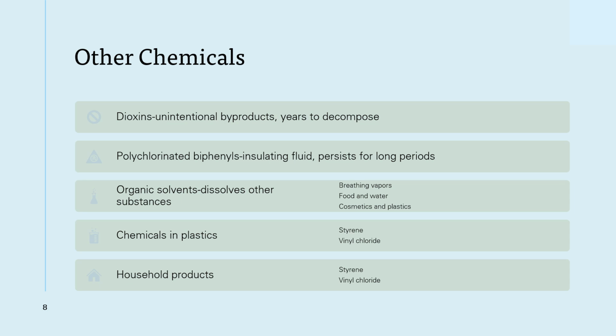We can become exposed to this through breathing vapors, food and water, and different cosmetics and plastics actually contain organic solvents. There are a lot of chemicals in plastics. These include styrene and vinyl chloride, and these can have negative health impacts on humans. There are a lot of household products, mostly cleaning products, that include harmful chemicals that are found in plastics, such as styrene and vinyl chloride.